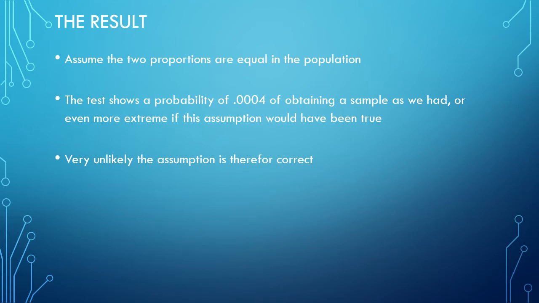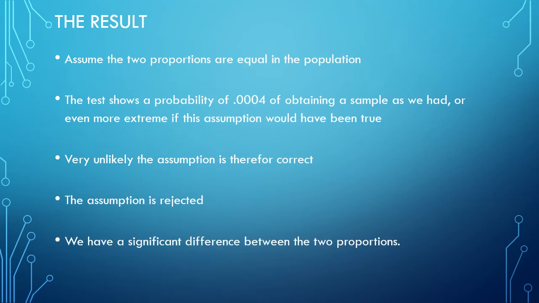Now, this is a very low chance. Usually the threshold is put at 0.05. So in this case, we reject that assumption that those two proportions are equal. Since we reject that, it must mean the opposite, that they are not equal. And we call this then a significant result. So the two proportions are significantly different from the expected 50-50.